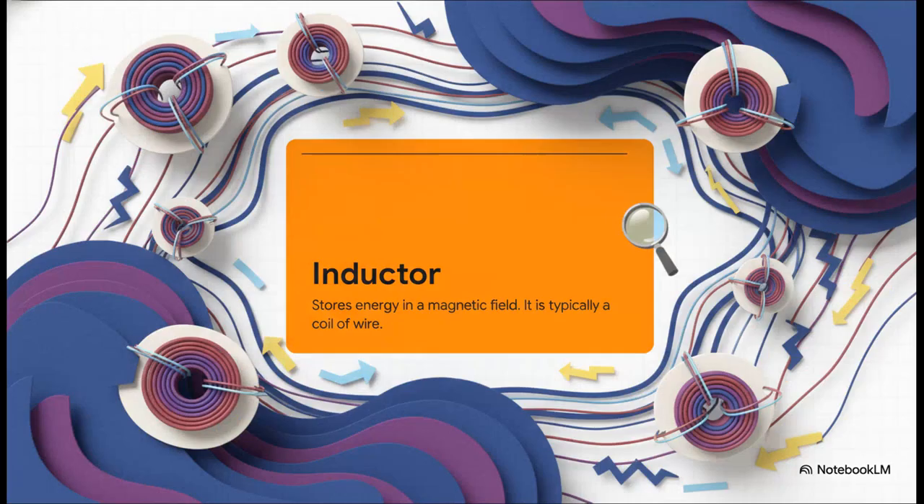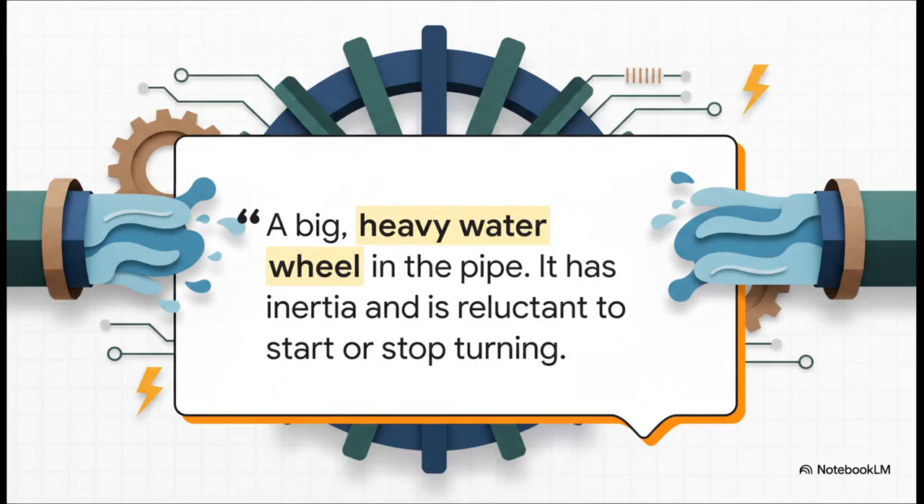It fights it. Now, every hero has a sidekick, or maybe a rival. And for the capacitor, that's the inductor. It's usually just a simple coil of wire. And it also stores energy. But instead of an electric field, it stores energy in a magnetic field that's created by the current flowing through it. So what's our water analogy for this thing?